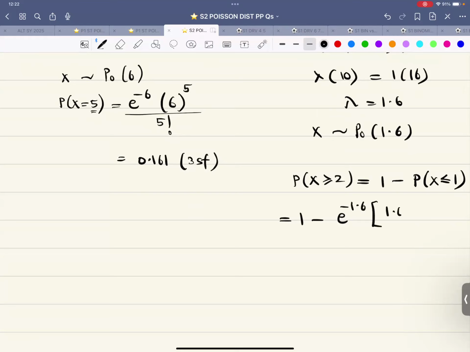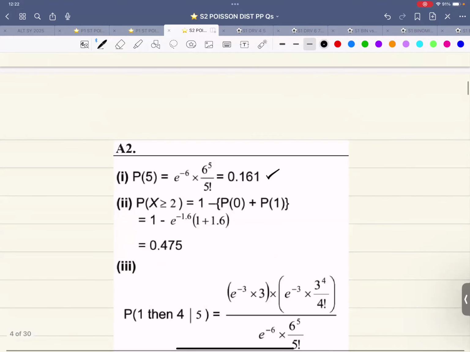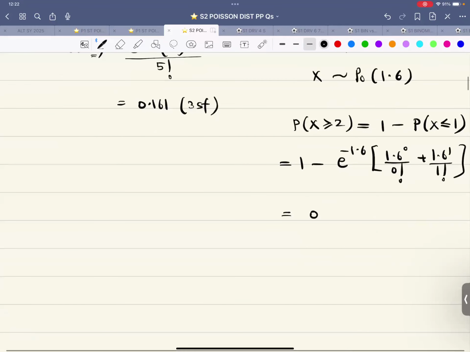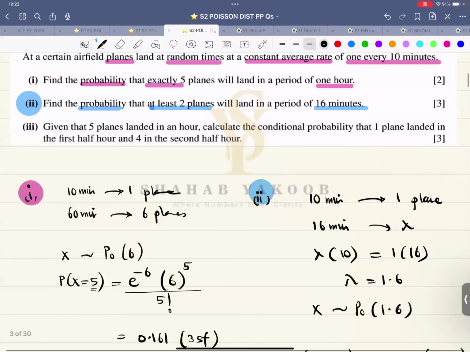And this is lambda power 0 over 0 factorial, lambda power 1 over 1 factorial. This is the shortcut formula. And you use this working, and then you get this answer, which is 0.475. So 0.475, that is the answer given to three significant figures. I think that's pretty basic.